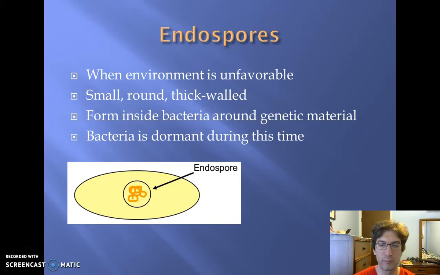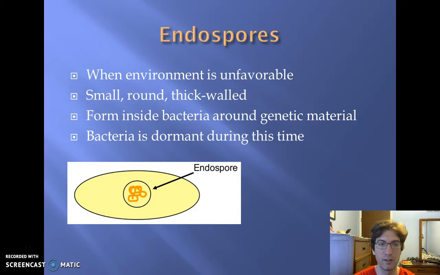Basically, whenever the environment's unfavorable for a bacteria, it's going to want to protect itself from that environment. So it forms a thick wall around all of its genetic material, because that's the important stuff. That's the code for what to do. If a ribosome or cytoplasm or cell wall gets kind of damaged, it doesn't matter as long as it has instructions on how to repair it. So it is going to encase the genetic material in what's called an endospore.